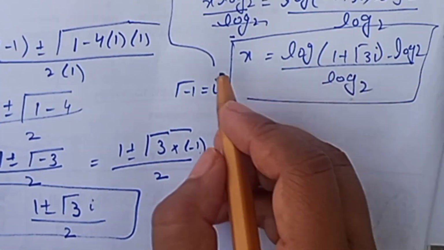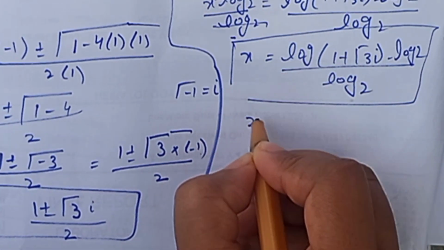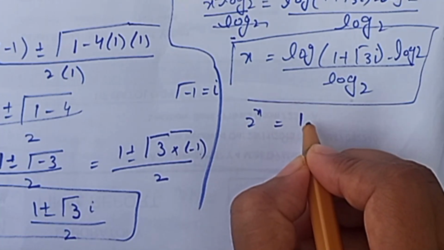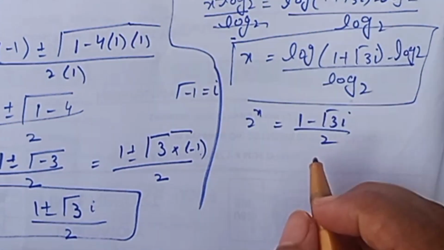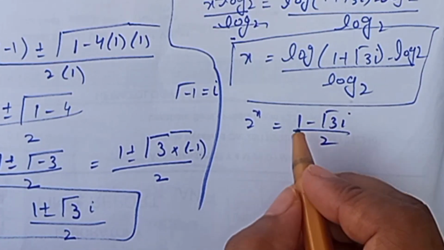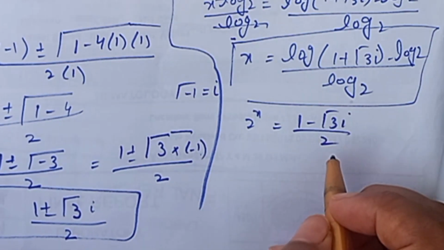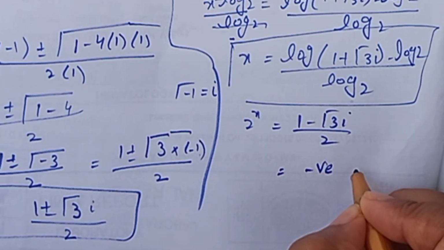Now we use the second value of y to find the value of x. So we let that 2 raised to the power x is equal to y, and y is equal to, in the second case, 1 minus square root 3 iota over 2. And look at the right hand side. This is 1 minus square root 3 iota over 2.